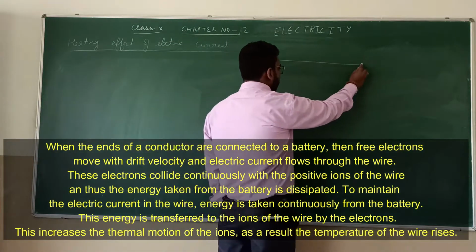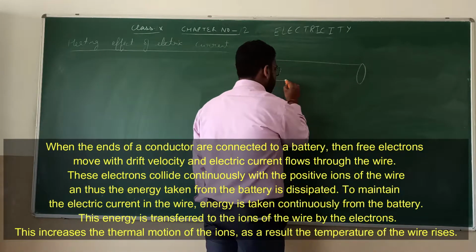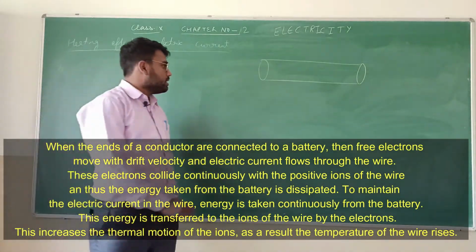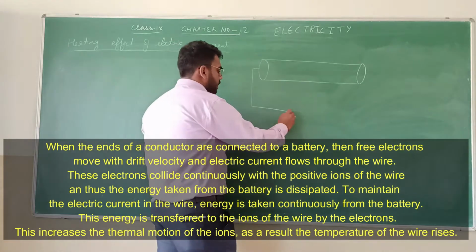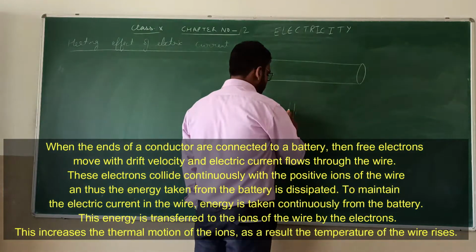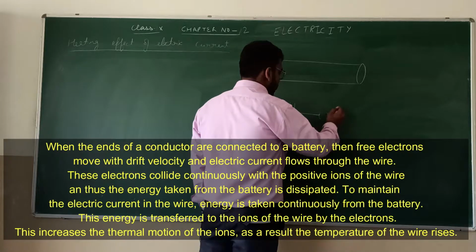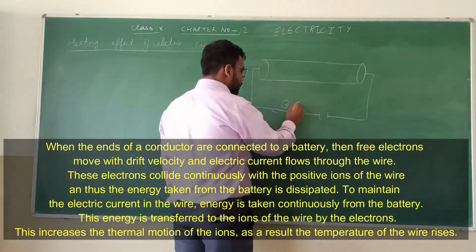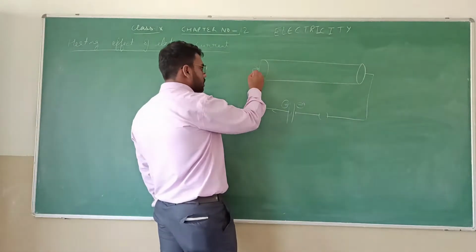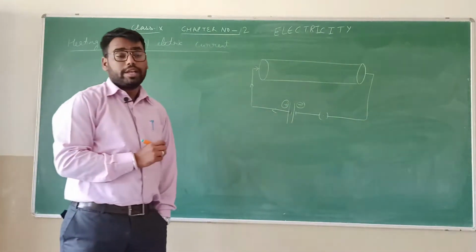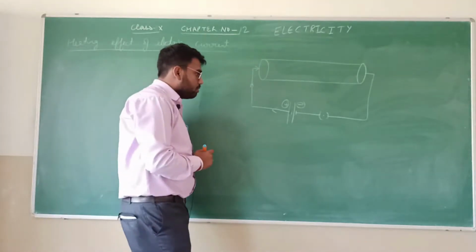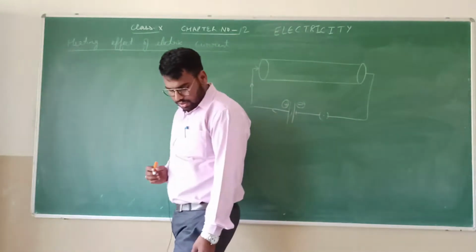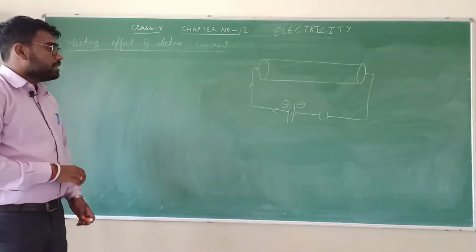Let us say we have a wire of any material. Okay, when we connect this wire with a cell or battery, and when we turn on the switch, we know that the flow of current will start, that is, flow of charge from the positive terminal to the negative terminal. Okay, we assume that the conventional direction of current is from positive to negative. So current starts flowing in this conductor.